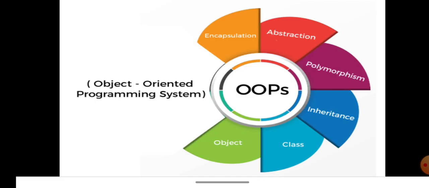Next, the first pillar is class, next object, abstraction, inheritance, polymorphism and encapsulation. These 6 are the pillars of object oriented programming. Okay.